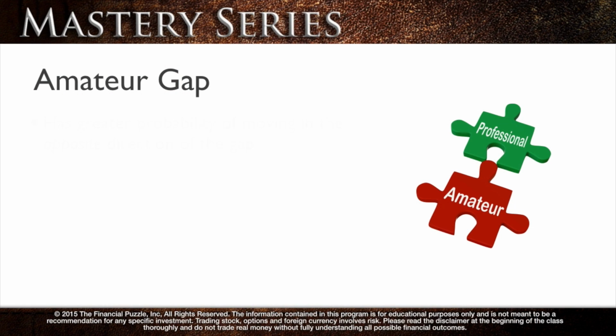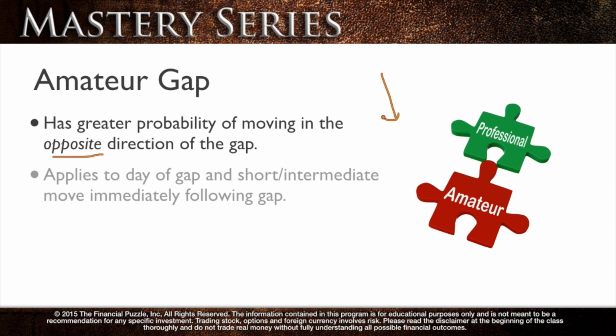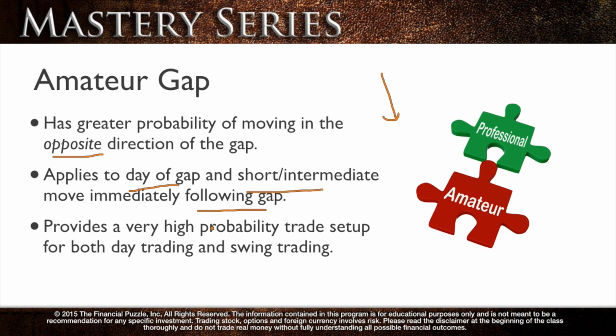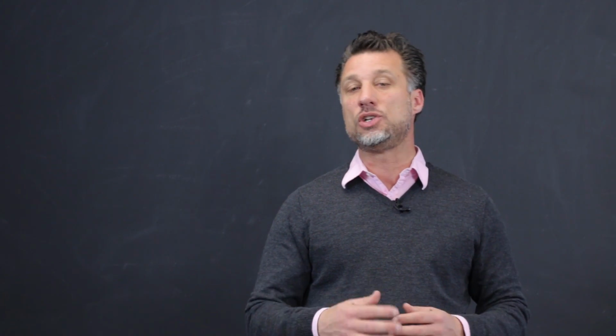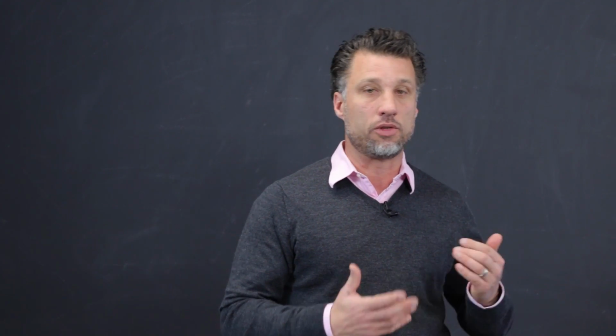Now, an amateur gap, what is that? An amateur gap has a greater probability of moving in the opposite direction of the gap. If it's gapping up, the greater probability is that it's going to come back down. Again, it applies both to the day of the gap and to the short and intermediate term following the gap, and they provide very high probability trade setups for both day and swing traders alike. When we come back, we're going to go into how to actually rate these gaps so that we can determine whether they're professional or amateur. I'll see you shortly.